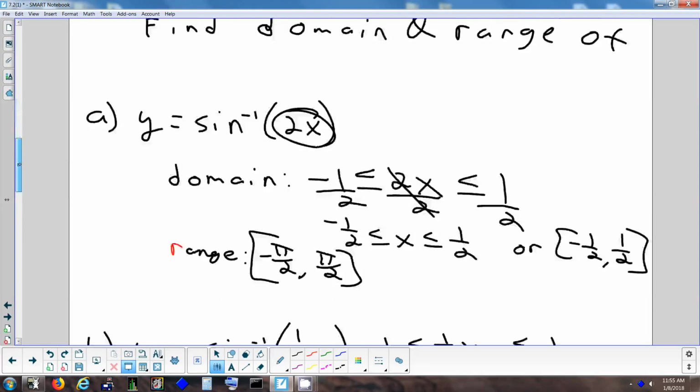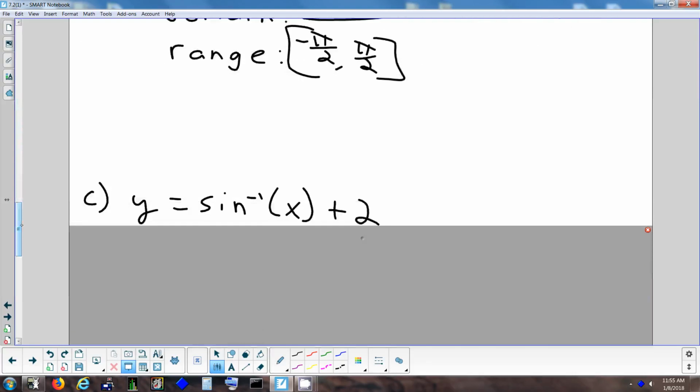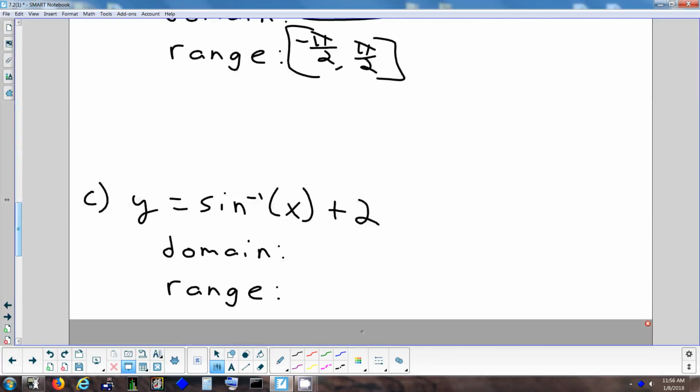Right, so let's try one. What's the +2 doing here? Think about what kind of transformation +2 is. It's a vertical shift. Does vertical do anything to the domain? No. So the domain in this problem is exactly the same as the original. There is no change in the domain.